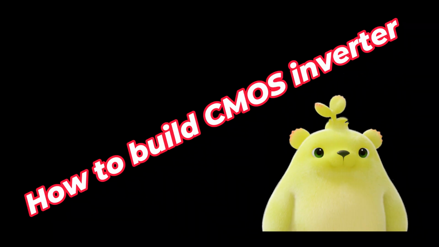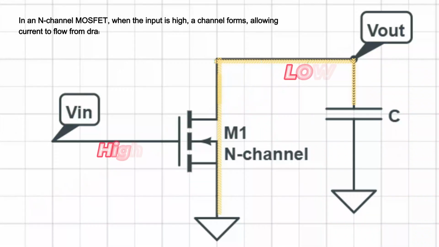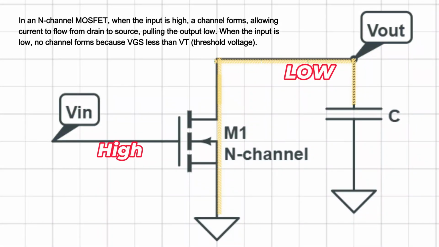Now let's talk about how to build a CMOS inverter. It's actually pretty straightforward, but we'll break it down step by step. First, we need an N-type MOSFET. When the input is high, a channel forms between the drain and source, allowing current to flow and pulling the output low. But when the input is low, no channel forms because the gate source voltage is less than the threshold voltage, VGS less than VT.